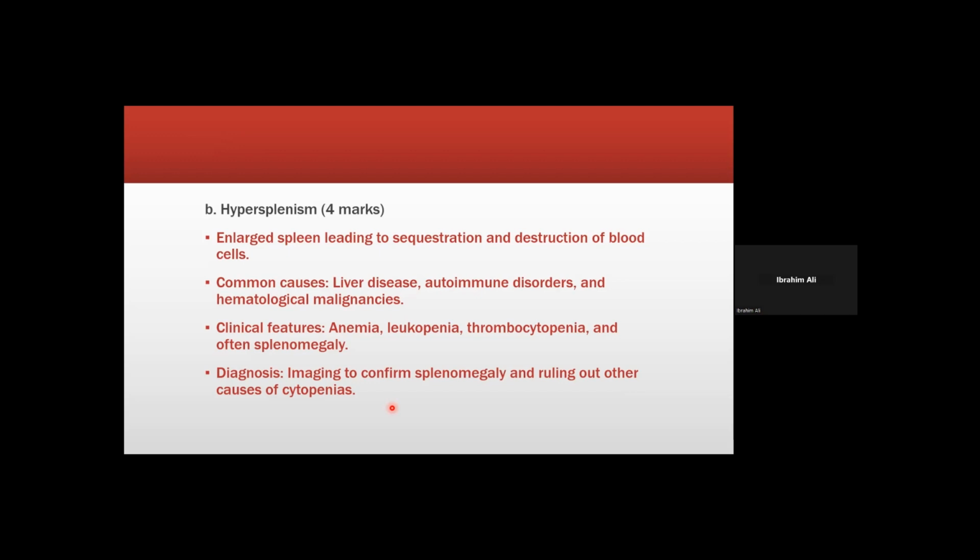Splenomegaly is when your spleen enlarges, and it's caused by several things like CML, infections like leishmaniasis, sarcoidosis, even polycythemia vera. Many things can cause splenomegaly. So hypersplenism is an enlarged spleen leading to sequestration and destruction of blood cells. Common causes of hypersplenism are liver disease, autoimmune disorders, and hematological malignancies.